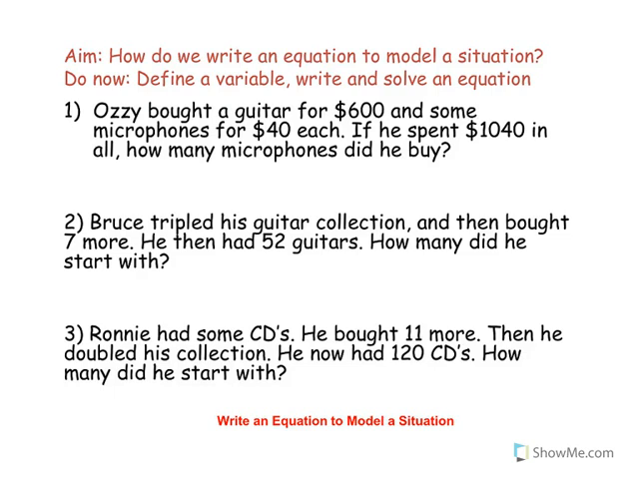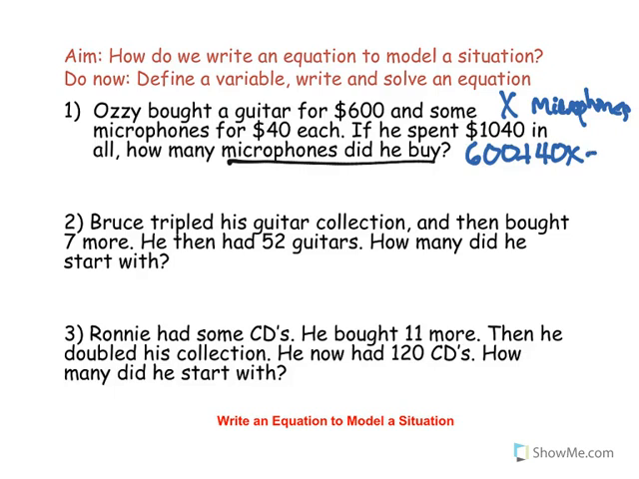It says he bought a guitar for $600 and some microphones, and then we get the question, right? We get our variable statement in the question, how many microphones? So I'm going to say X microphones. Now, again, I'm doing a little shorthand here, right? If I was doing this the right way, I would say let X represent the number of microphones that Ozzy bought. So we know that he bought a $600 guitar plus X microphones that were $40 each.